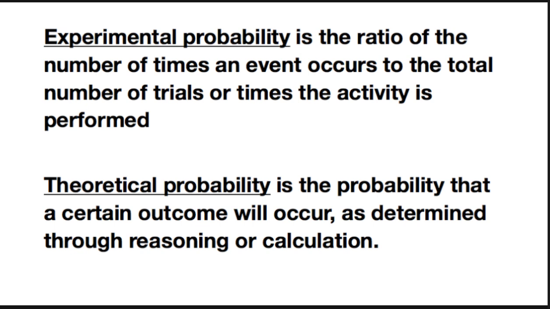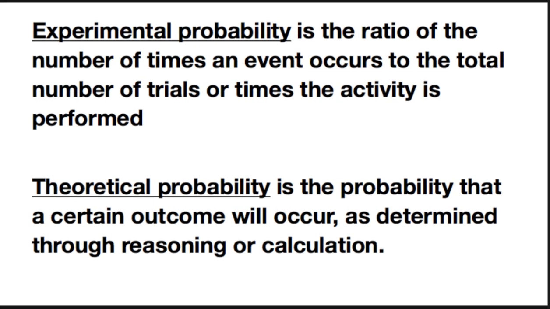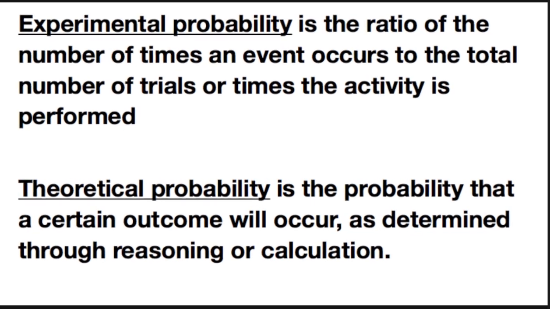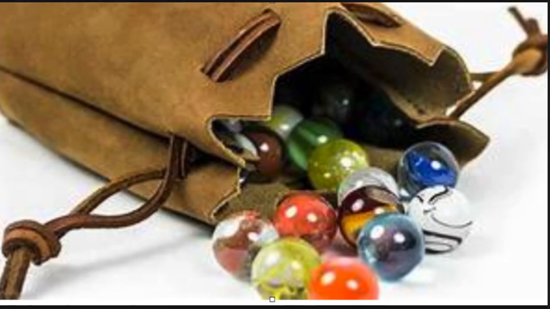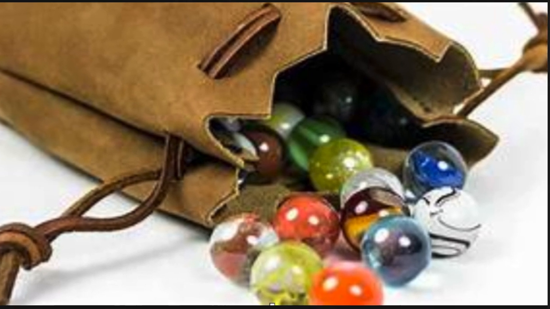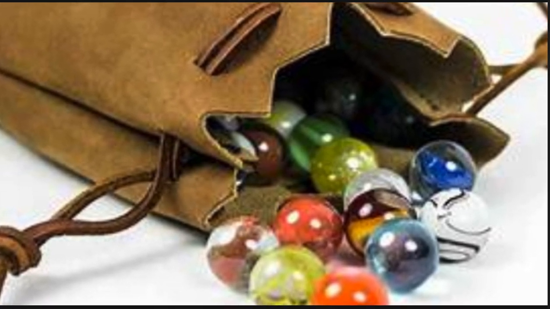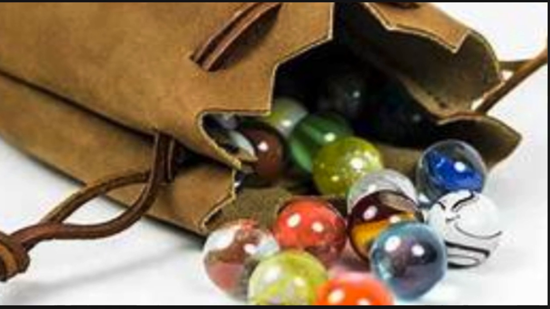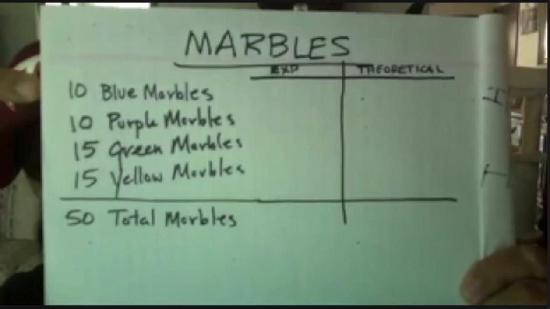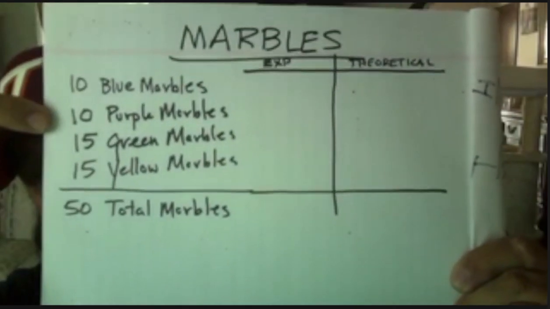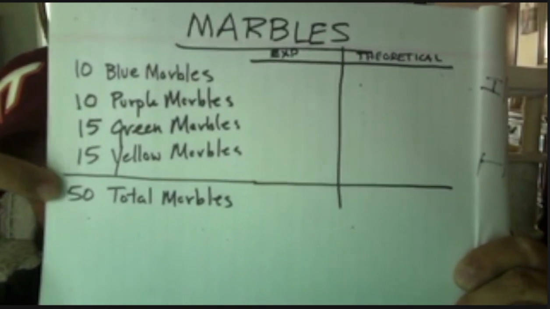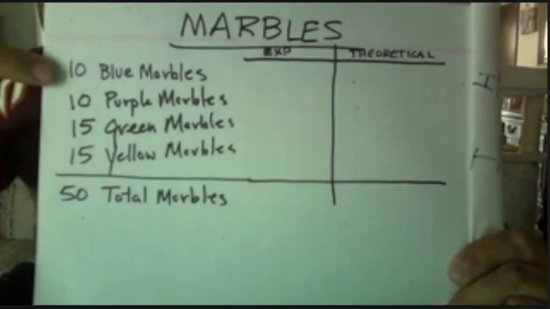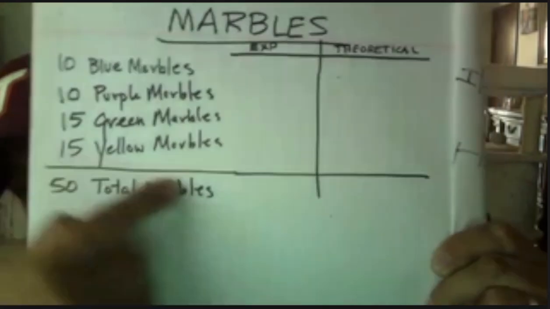All right? Now, I'm going to show you one more thing with probability. We're going to work with, say, the person has a bag of marbles. I've got a little bag of marbles here that I'm going to be choosing from. In this bag of marbles, there are 10 blue marbles, 10 purple marbles, 15 green marbles, and 15 yellow marbles. The reason why I put this down here, 50, that's the total number of marbles that are in this bag that I've got down here.